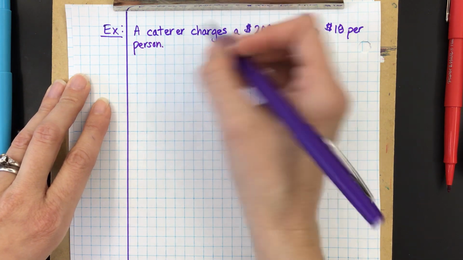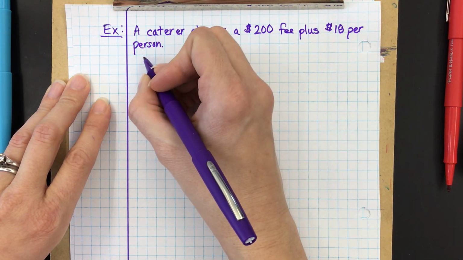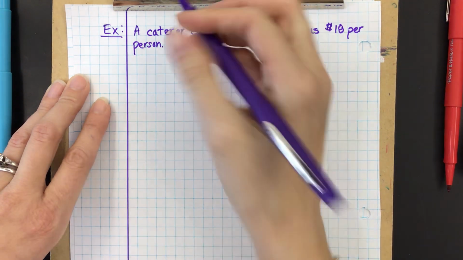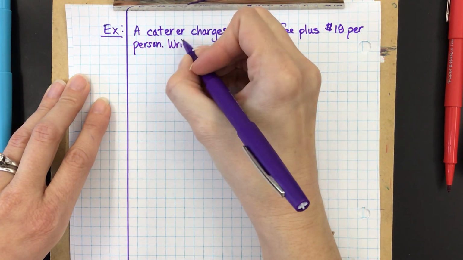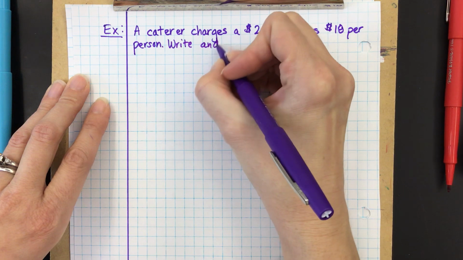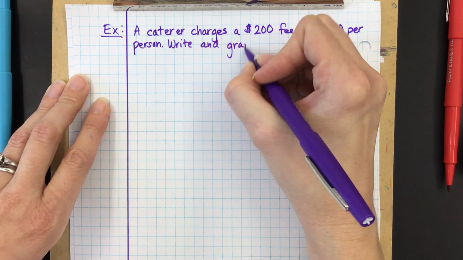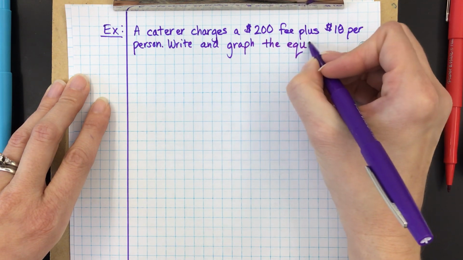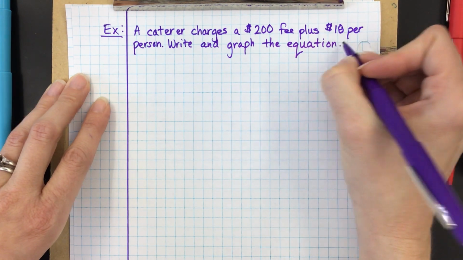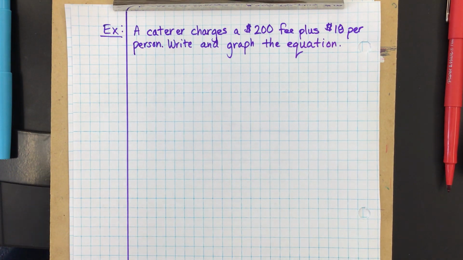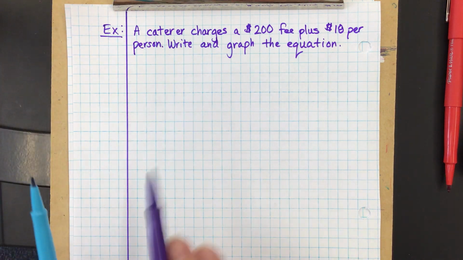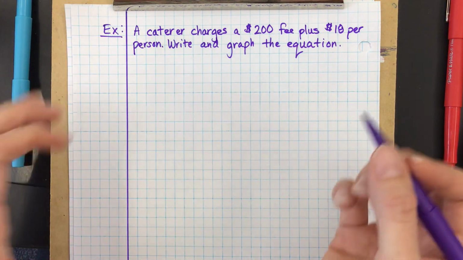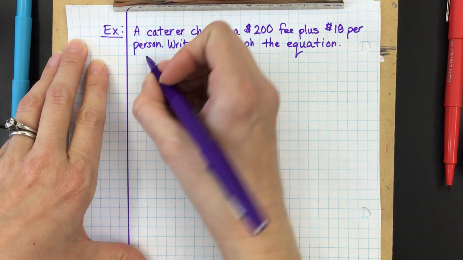Okay, so here's what we're going to do. We're going to write the equation. I'm going to have you write and graph the equation. Ooh, not too bad on the writing, actually. That one's pretty streamlined. Okay, so we still have that same frame. Well, let's actually define our variables first.